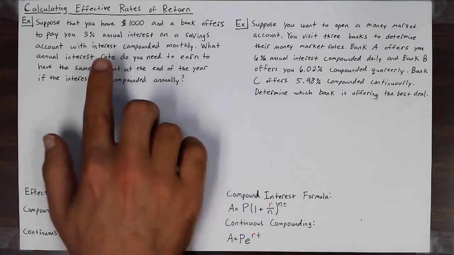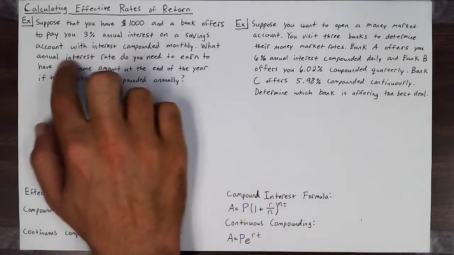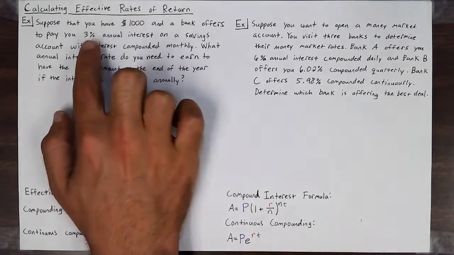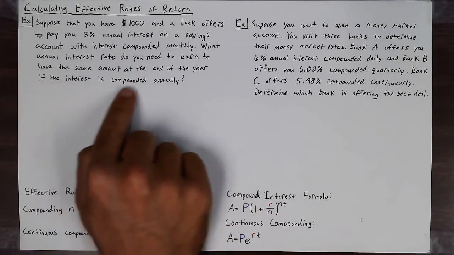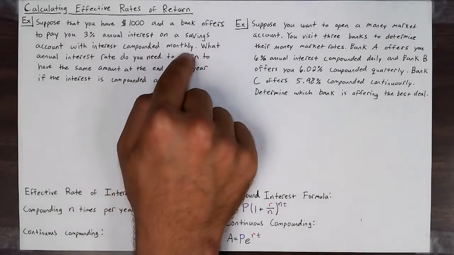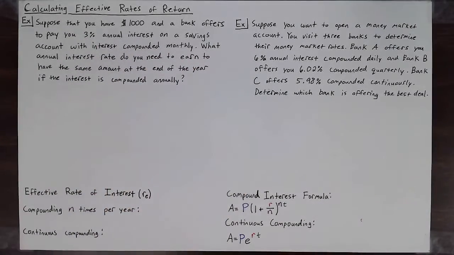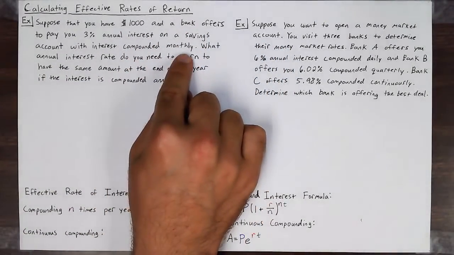So what this means is you don't just take 3% of 1,000 and put it on top of the amount. You're actually earning more than 3% by the end of the year, which is what we're looking for, what rate is actually happening here when you compound monthly. So the best way to calculate this is first to see how much is in the account if you compound it monthly over 1 year.